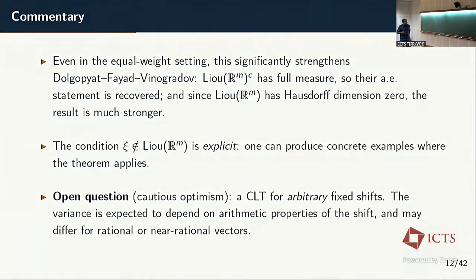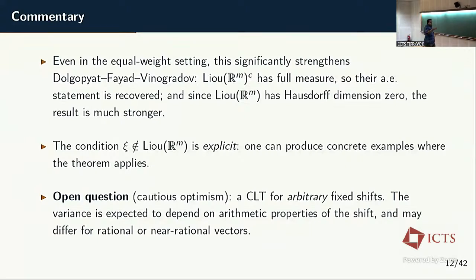So some commentary on the results. Even if I don't have that, in the second slide, I told you I'm going to change the rate of approximation. Even if we do that, but even if I don't, it still sheds more light on Dolgopyat, Fayad, and Vinogradov, because we explain to you which shift you can fix.